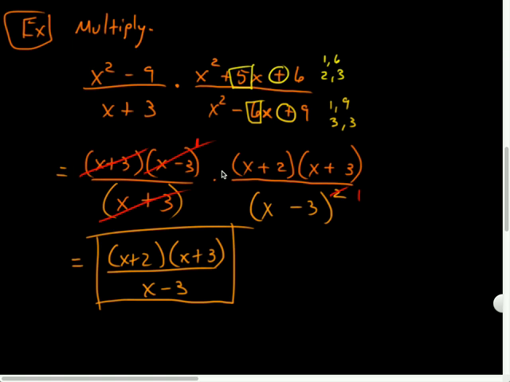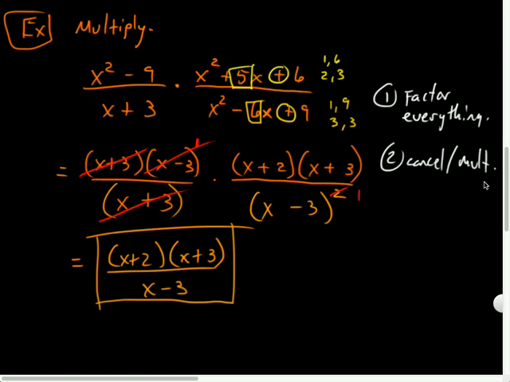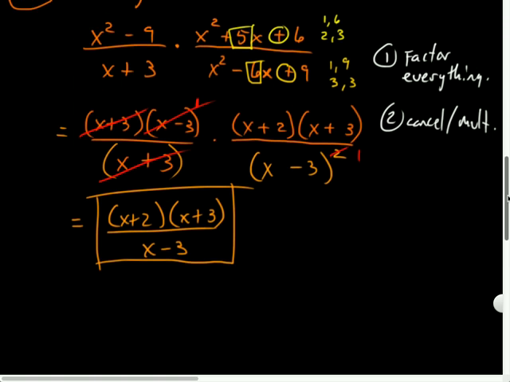So the key is factor everything. Factor everything. And then step 2 would be your cancel and multiply, or multiply and cancel, whichever you want to do. Cancel/multiply, right? Something like that. This is the general idea. But don't try to cancel things out until it's factored, because it'll be super illegal. It will not be cool. Not be cool at all. And so there's multiplication.